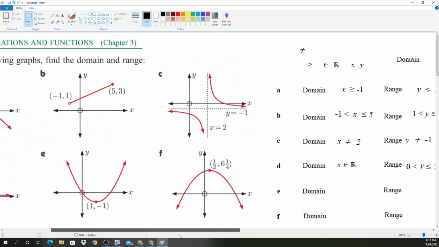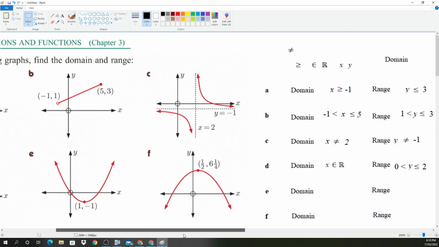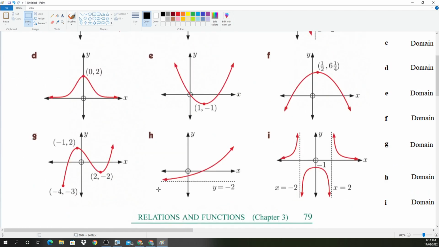Okay, I'm just going to talk through a couple more of these. Domain: x in the set of reals. Range: y is greater than or equal to -1. For f, x is included in the set of reals, y is less than or equal to 6 and a quarter. Sorry, 6 and a fourth. That is the lowest point. The highest point is infinity. That's the leftmost point. The right point is infinity.